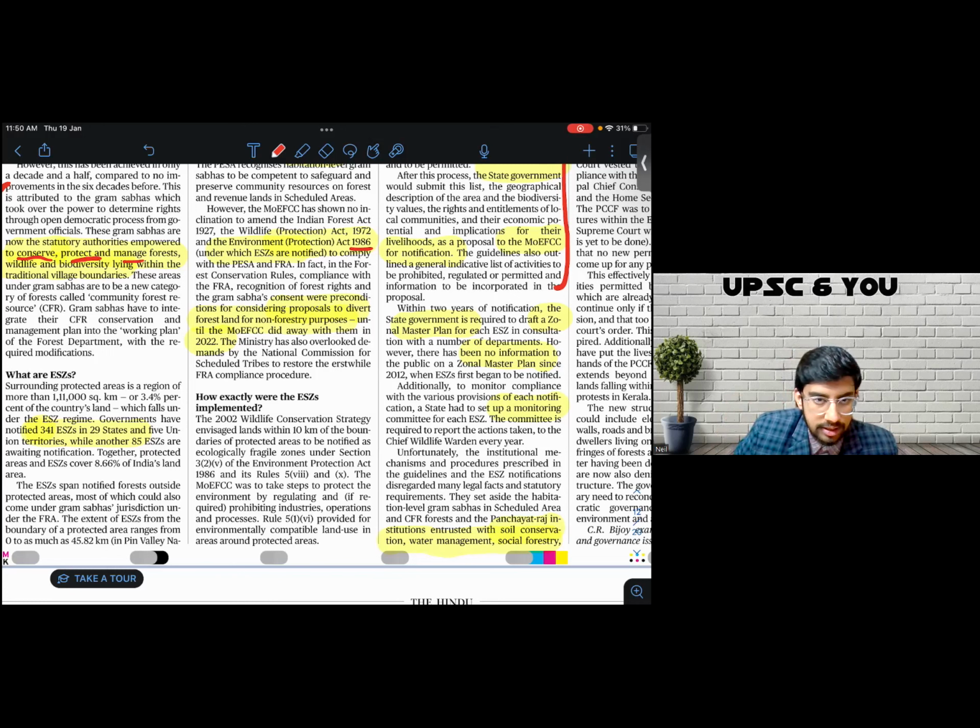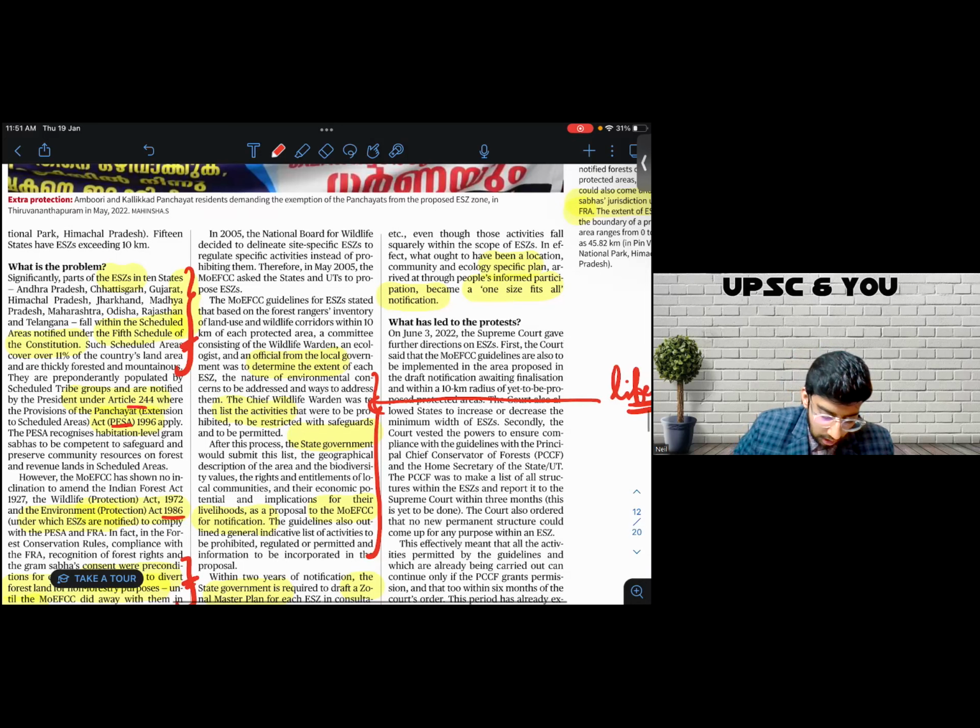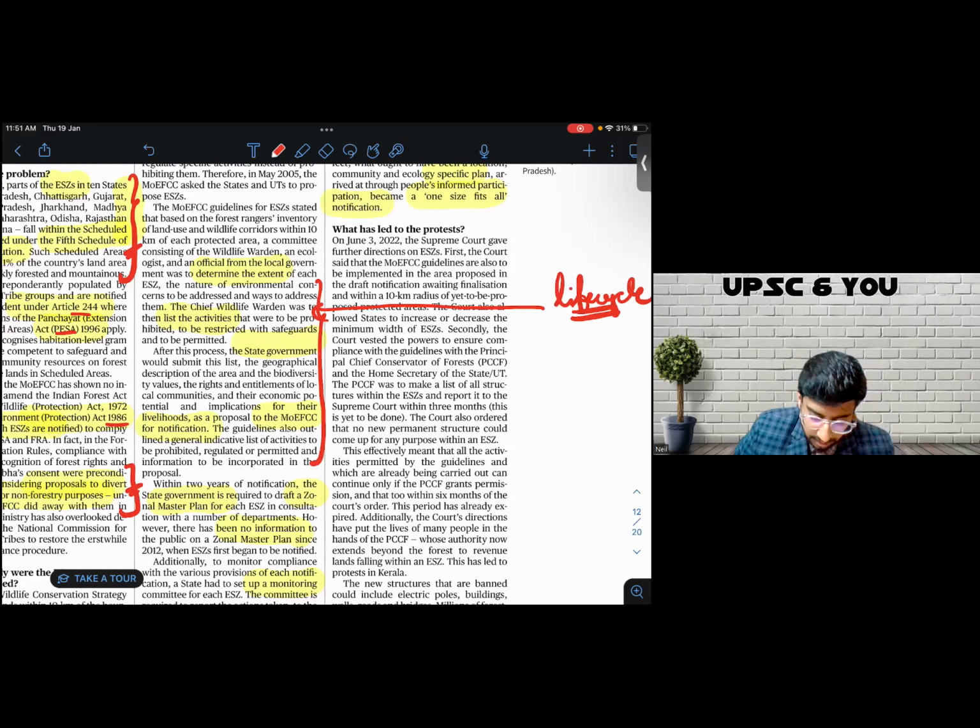Then you come to this part wherein they say that another issue was that consent was preconditioned for considering proposals to divert. Until recently, the Ministry of Environment, Forest and Climate Change did away with the need to take Gram Sabha's consent for diverting forest land. So this is another recent environmental issue of late. So this is a gold mine of snippets of information that can be used in GS3 and also in prelims. Then this is the life cycle of how ESZs come into play.